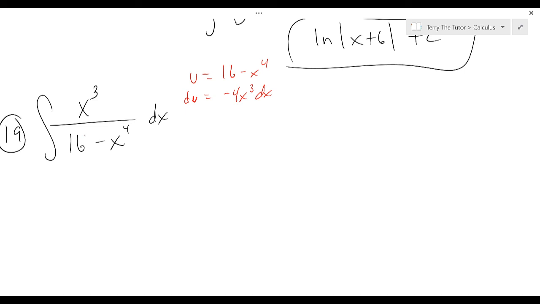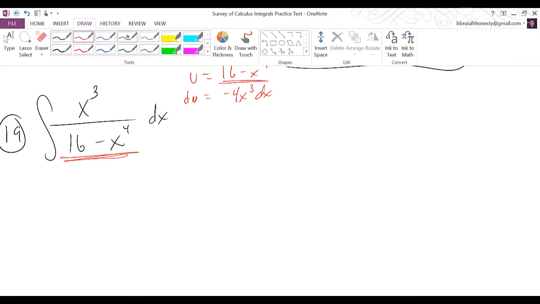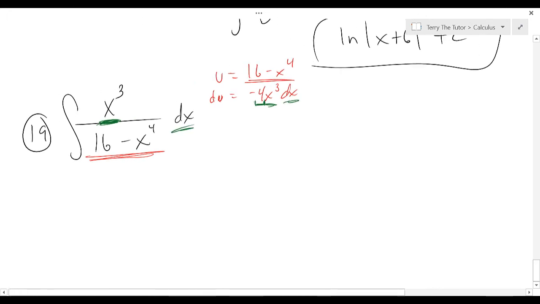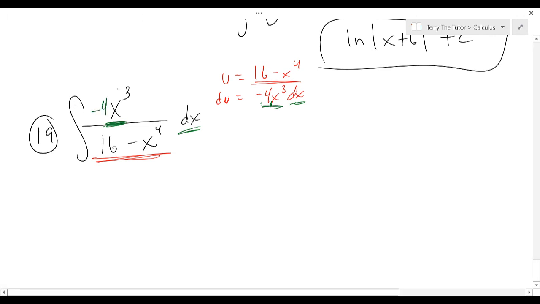So I've got my u, they match up. Let's use a different color. Now let's find our du. I've got an x to the third, an x to the third. I know this is going to work because I'm not missing an x, I'm missing a constant. And I can add in a constant by the constant multiple rule. So, okay, my dx is there, my dx is there. So I'm going to throw in a negative 4, so long as I divide by negative 4. So I divide by negative 4.